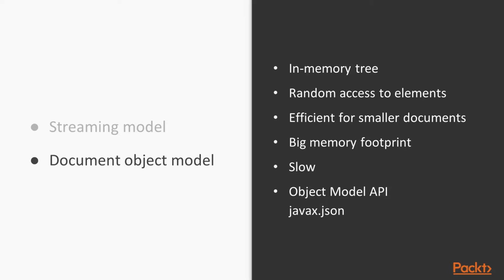The second supported programming model is document object model. Here, the whole JSON document is loaded into memory and presented there as a tree of objects. Unlike Streaming API, where the JSON stream is passed only once, here the user has unlimited random access to the whole document. The disadvantage is bigger memory footprint and slower processing. The corresponding JSONP API is called Object Model API and is located in javax.json package.